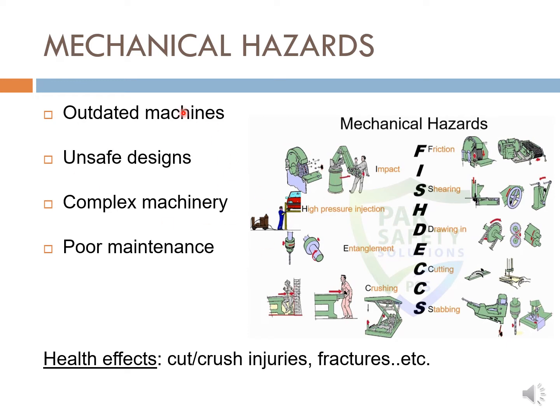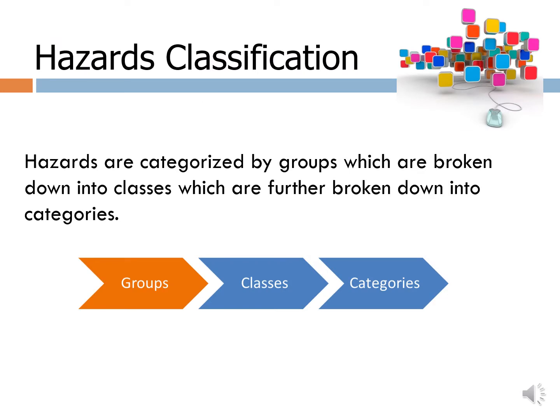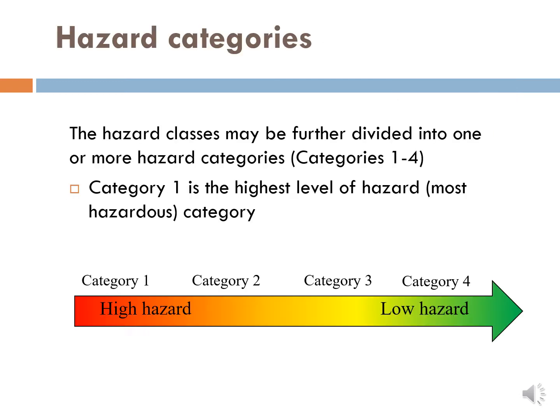So if any of these things is malfunctioning, of course there is a maximum chance of these hazards, and this is very complicated. So let's discuss the hazard classification. Hazards are categorized into groups, which are further broken down into classes, and then these classes are broken down into categories. So groups, classes, and then categories.